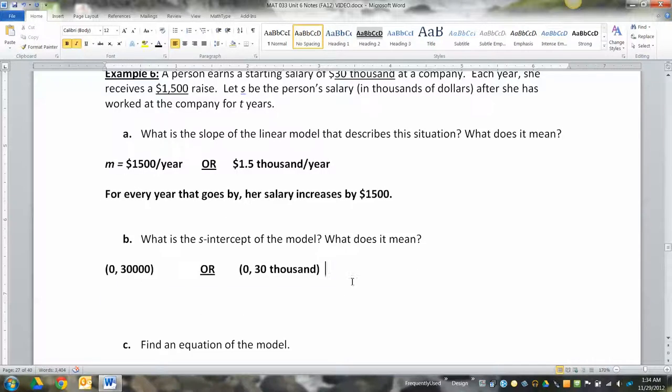All right, now what does this mean? I kind of already spilled the beans on that one. It means that was her starting salary. So in her starting year, she made $30,000 at the company. And again, you could write it out in numbers, 30,000, or you could write 30 and then spell out the word thousand in English.